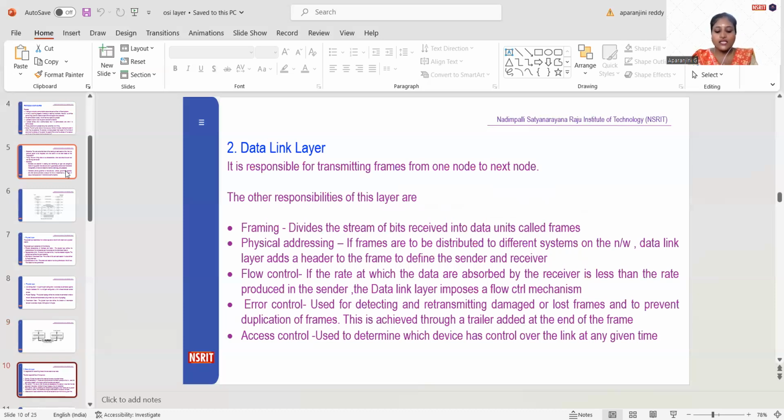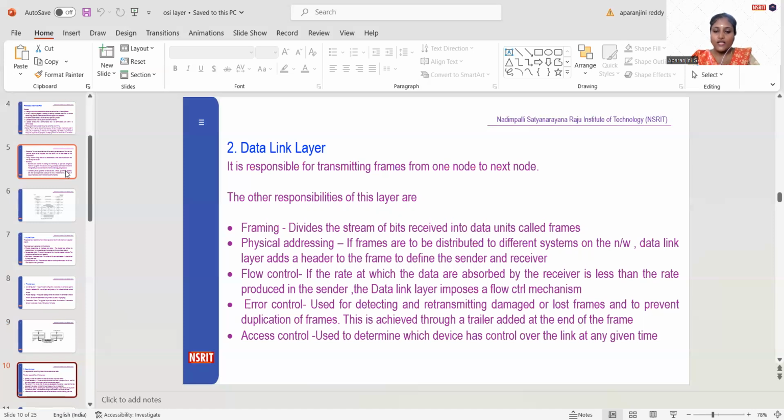Next, we are going to see the data link layer. The data link layer is responsible for transmitting frames from one node to the next node. As I told you, in the physical layer the data is transmitted in the form of bits, whereas in the data link layer the data is transmitted in the form of frames. The other responsibilities of this layer are framing, that is, dividing the stream of bits received into data units called frames. Physical addressing: if frames are to be distributed to different systems on a network, the data link layer adds a header to the frame to define the sender and receiver.